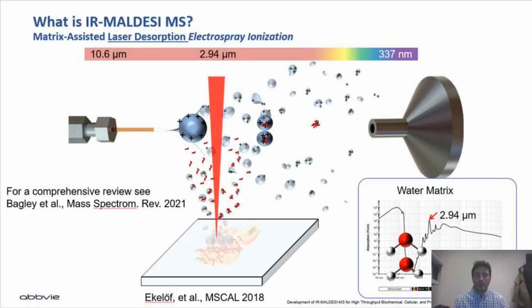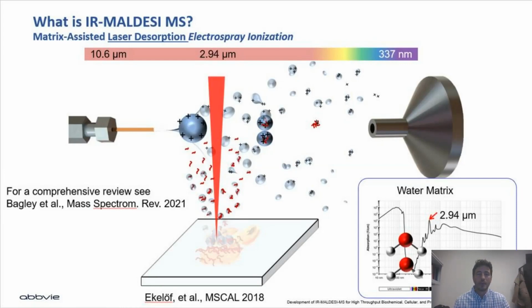So the actual mechanism, let me try and describe that in brief. The matrix-assisted matrix refers to water, and the IR is, we shoot an infrared laser at 2.94 microns, which actually excites the water vibration. So that's what absorbs the energy, and a plume of material is shot up into the air when the laser fires.